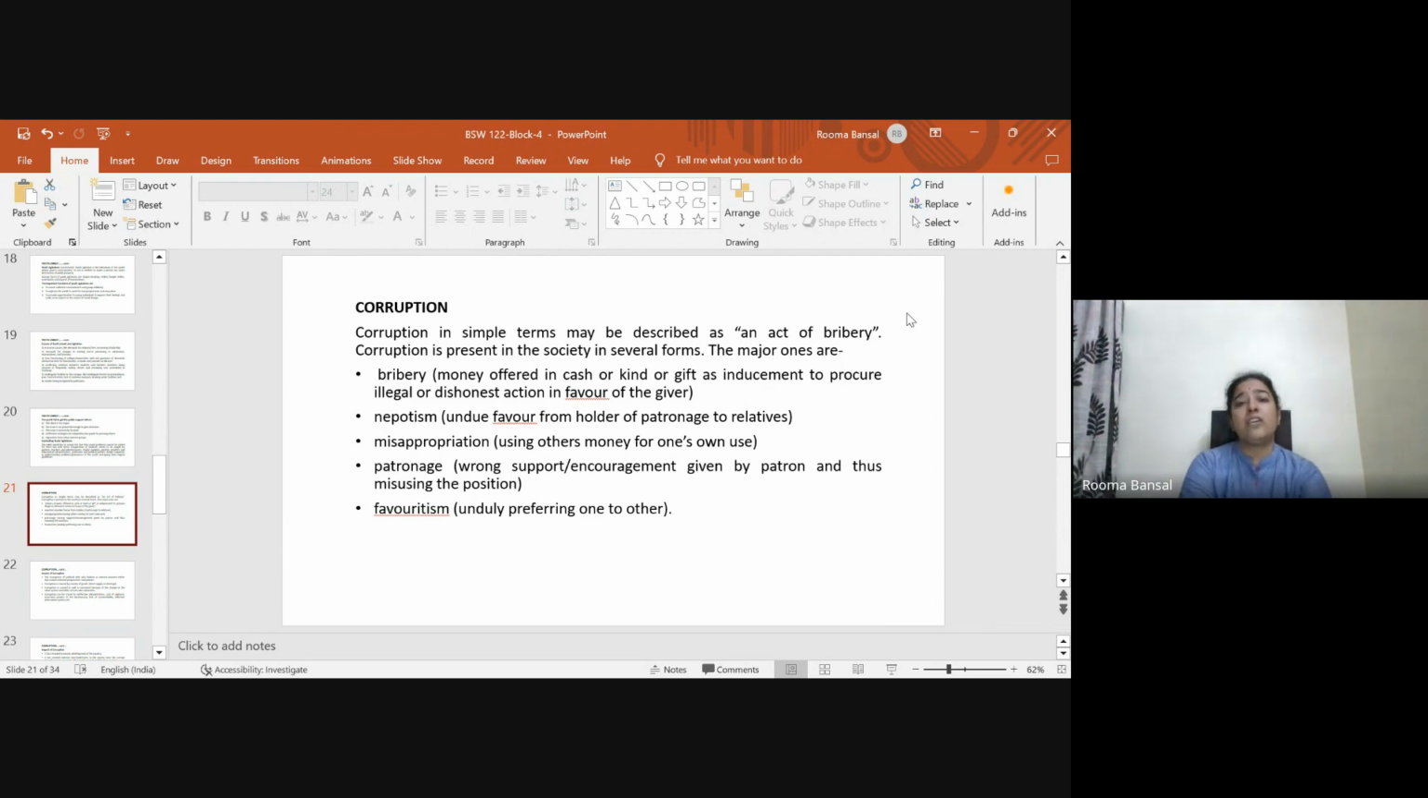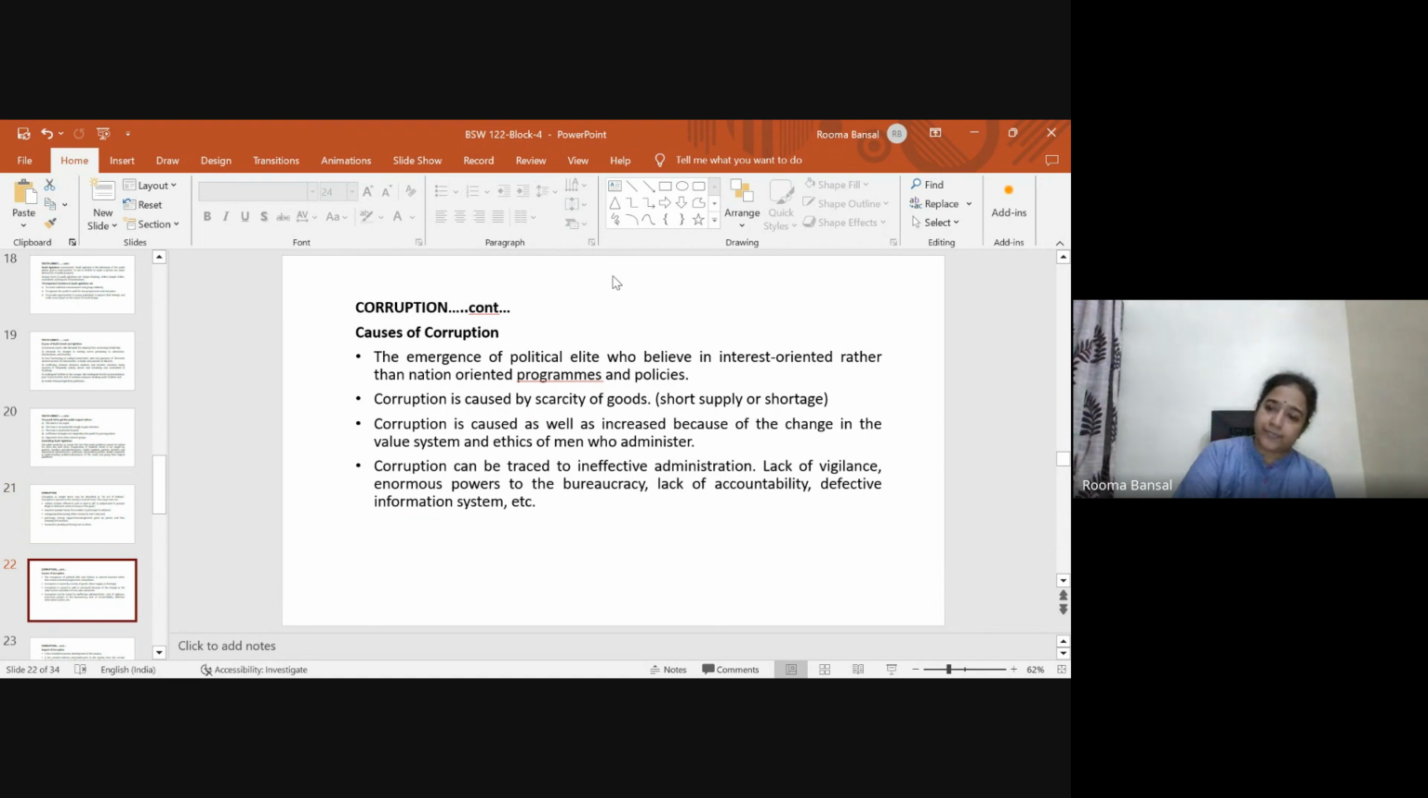Misappropriation means using others' money for one's own use. Here we can say it is a sort of money fraud. Patronage: wrong support or encouragement given by a patron, thus misusing the position. Again, we can take the same example of a government employee in a very good position giving employment on a contractual basis to his relatives. Favoritism: unduly preferring one to another. It means you are giving preference to your favorite one. These are the forms of corruption available in society.